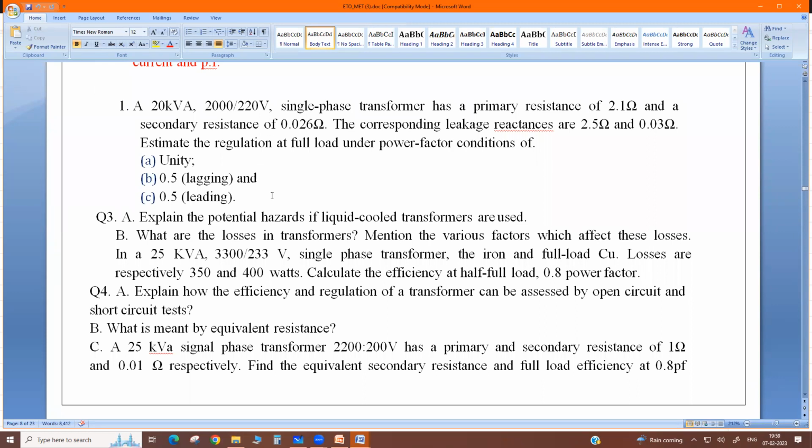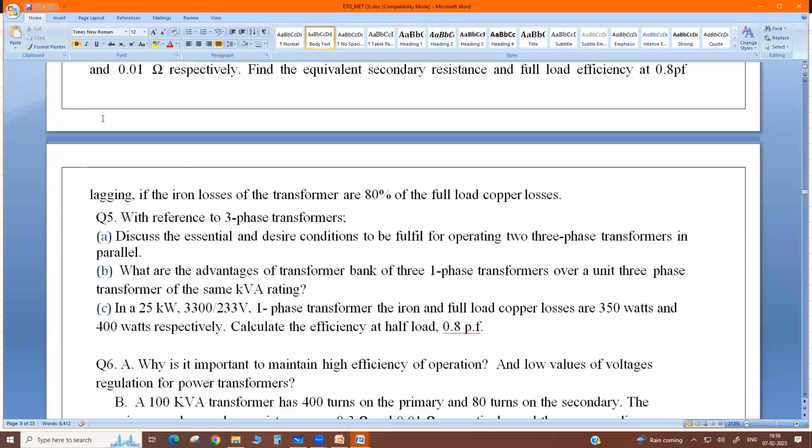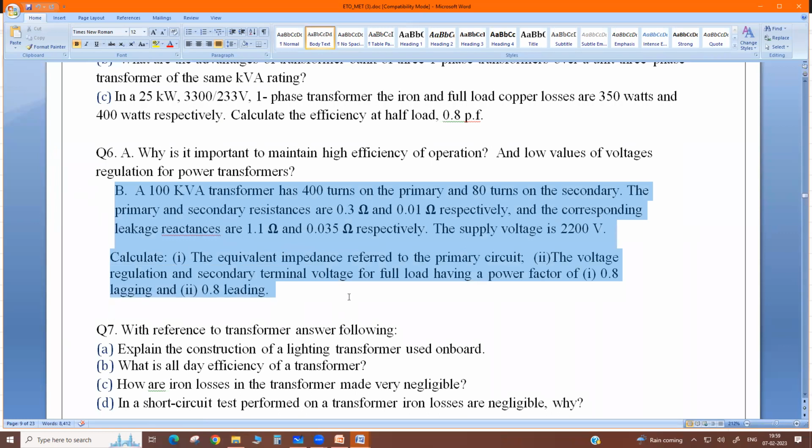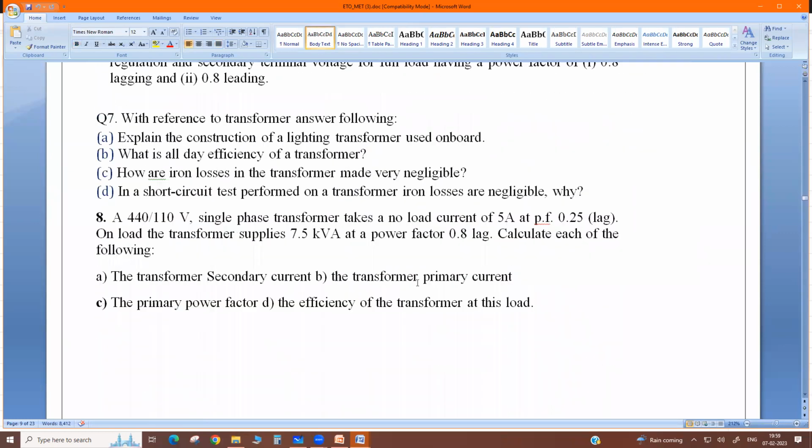Yes, in this question it's not mentioned whether to refer to primary or secondary, so we can do it on either side, and you will get the same value. Generally it is better to do it on the load side, the secondary side. Same here, the 100 kVA question is also the same, voltage regulation. Please prepare a new question.